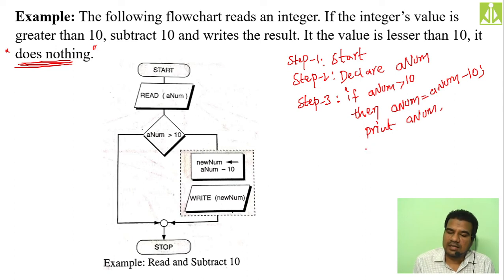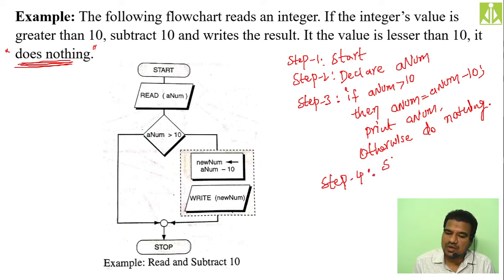That's it. Otherwise what we do? Otherwise, what we are doing? Do nothing. Then next step, step 4. What is step 4? Our actions are over, so stop. So this is the algorithm.